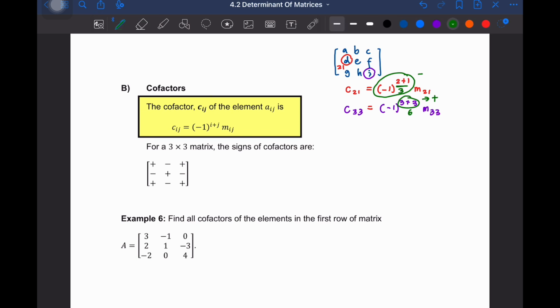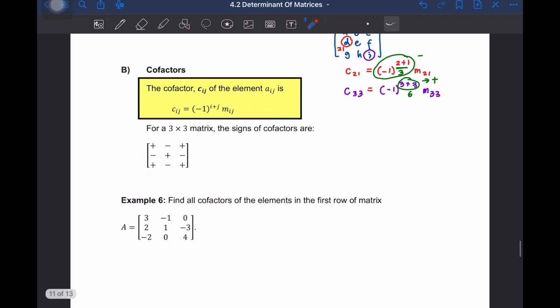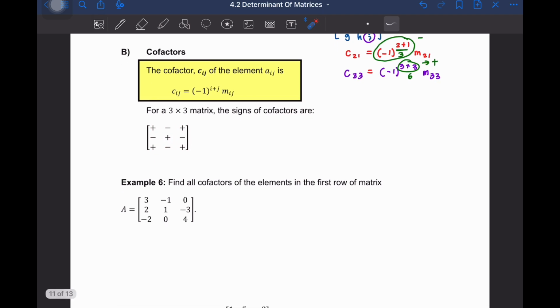So for a 3 by 3 matrix, the signs of cofactors actually alternate. The first one is going to be positive, negative, positive, then negative, positive, negative, then positive, negative, positive. Okay, so now let's do an example. Find all cofactors of the elements in the first row of the matrix. Again, we are using the same matrix as the minor example. So we want to focus on the first row.